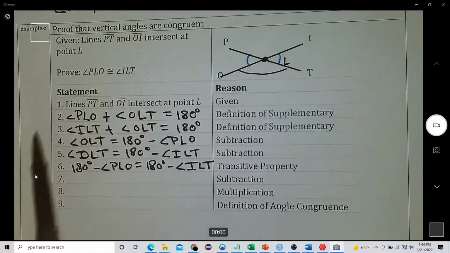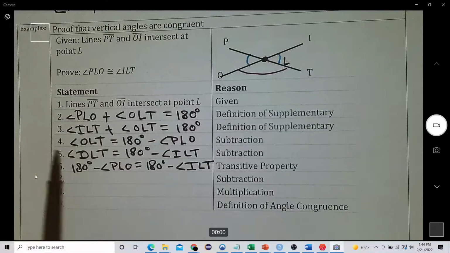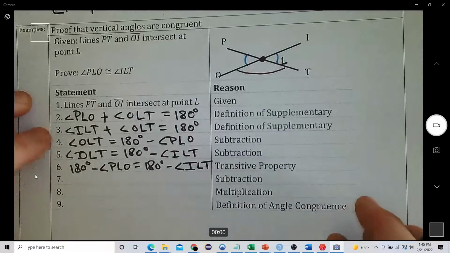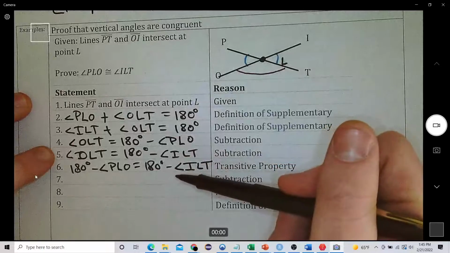But first, were there any questions on how I did this step here, step 6? Or no? Are we good with that? Do you see how I took 4 and 5 to get to this? Okay.